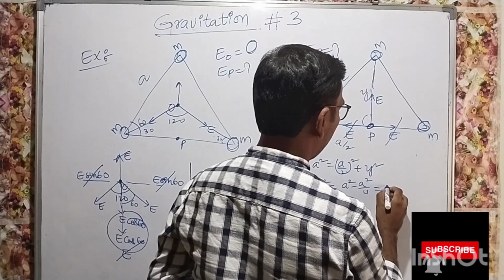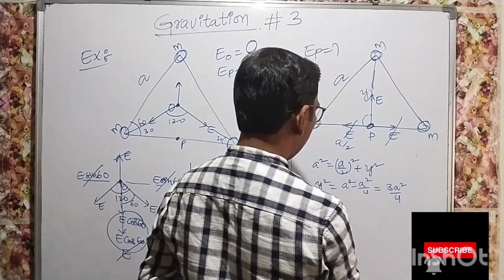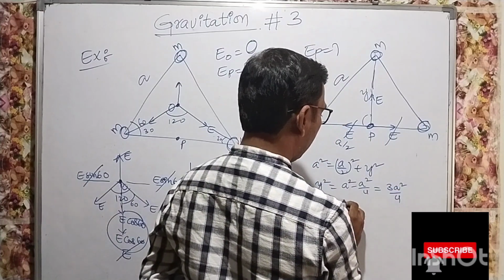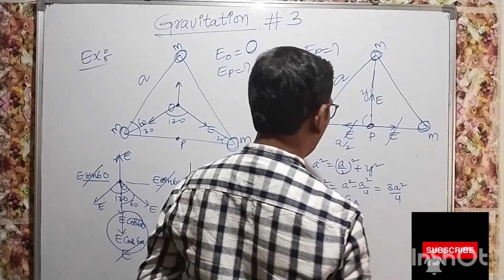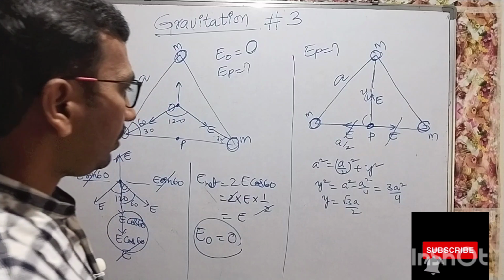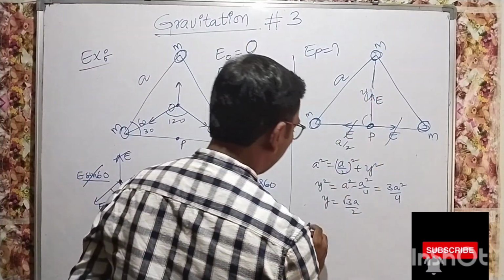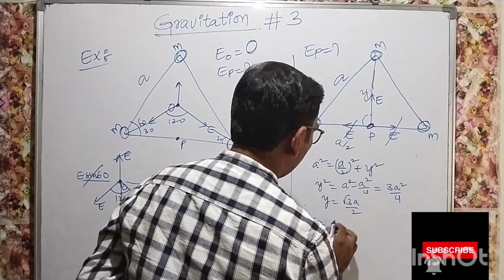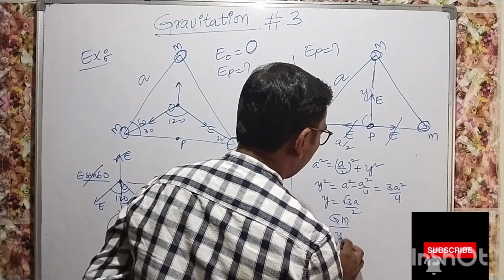You can write this one as 3a square by 4. This is y square. No, y is equal to root 3a by 2. So here you can find out what is the gravitational field: E is equal to capital G M by y square.